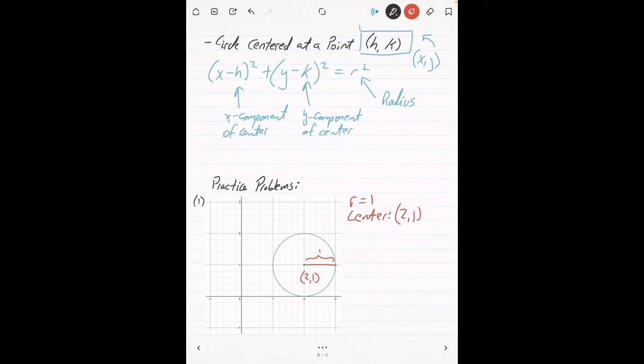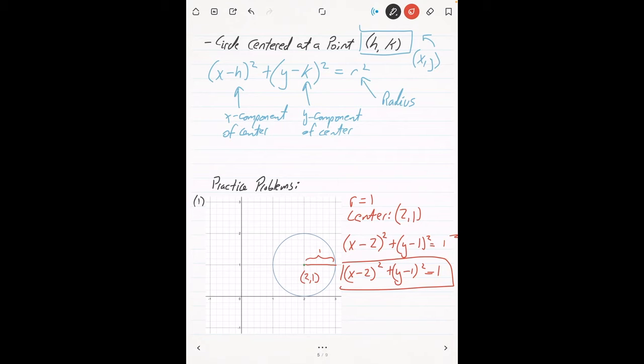So let's just plug this information into what we have for the circle. So we have x minus, well, the x component is 2, and we square that, plus y minus, well, the y component of the center is 1, and we square that, and that should be equal to the radius 1 squared. So if I wanted to simplify this, I could say (x minus 2) squared plus (y minus 1) squared is equal to 1, because 1 squared is just 1. This is the equation for the circle.